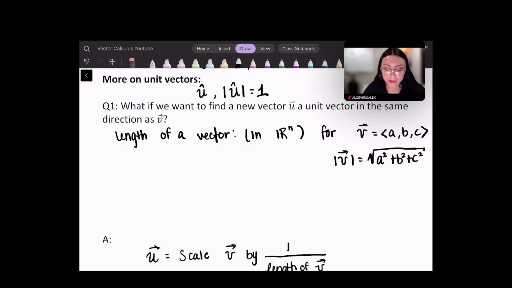Okay, so going back to the question, what if we want to find a new vector u that is of length 1, but it's in the same direction as v from earlier? How do we do that? Well, all we need to do is get rid of its length, right? It has too much length. We need to scale it by 1 over the length of v itself.